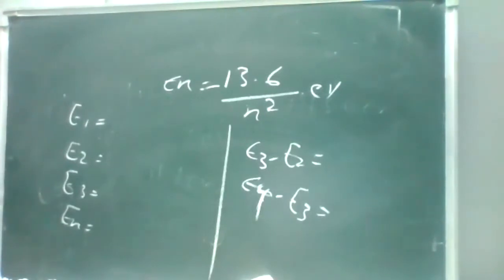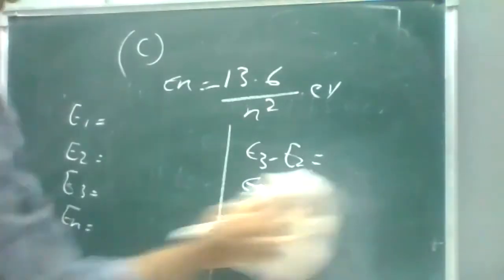Okay, option is C, 11.1 electron volt. Okay, so you can do it. Next, we'll see formulas for nuclei.